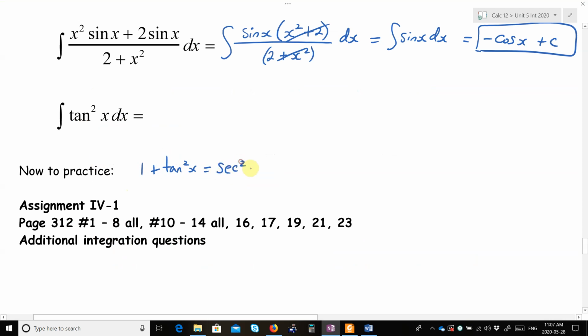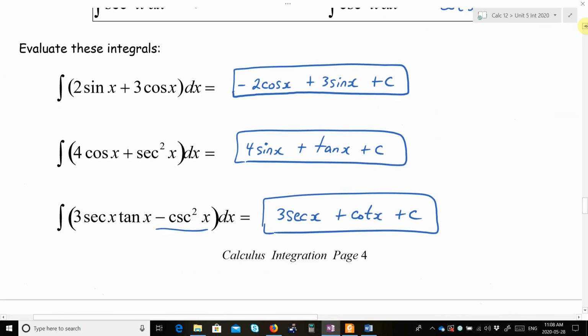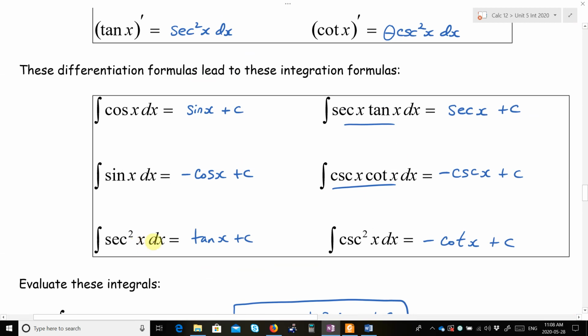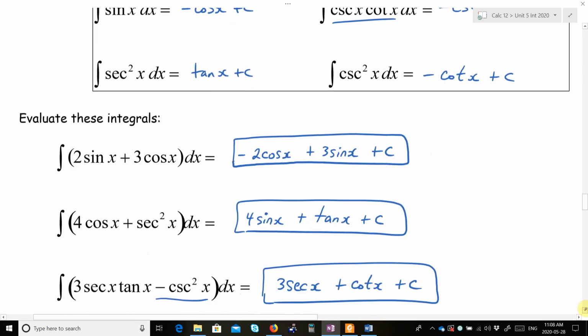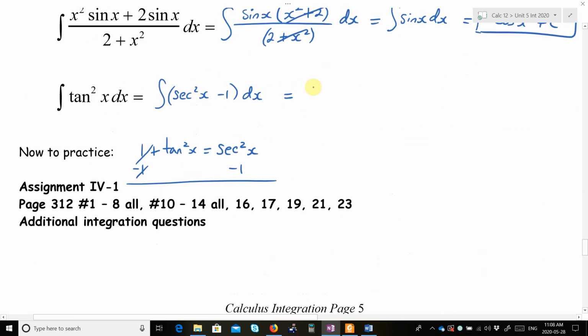So what we would have to do here, guys, is just get tan squared x by itself. Subtract 1 from both sides. Okay, so tan squared x is equal to secant squared x minus 1. Do we have integral formulas for secant squared x and minus 1? Minus 1, certainly. Secant squared x, hey, right there. The integral of secant squared x is tan x. The integral of negative 1 is negative x plus c.